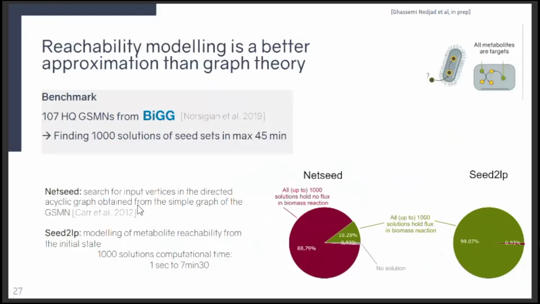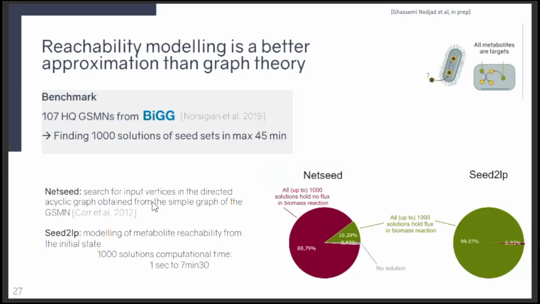So the first question that we wondered is whether it is useful at all to use a model to answer this question, because there was a tool that was widely used that just looked at the structure of the graph of the metabolic network in order to answer the question of seed identification. So it used the structure of the graph, strongly connected components, and identified input vertices in the directed acyclic graph.